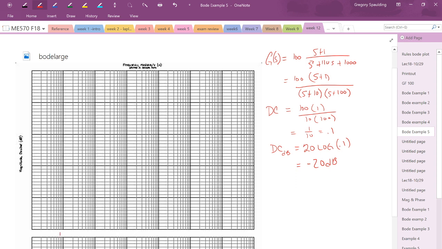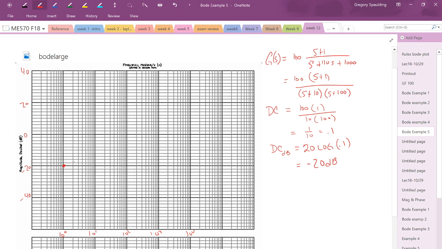at omega equal 1 and the minus 20 dB. So 10 to the 0, 10 to the 1, 10 to the 2, 10 to the 3, 10 to the 4. And let's start here with 0, 20, 40, minus 20, minus 40. And we're going to go up to the 1, minus 20. We're going to have a point there. That's going to be our initial point.